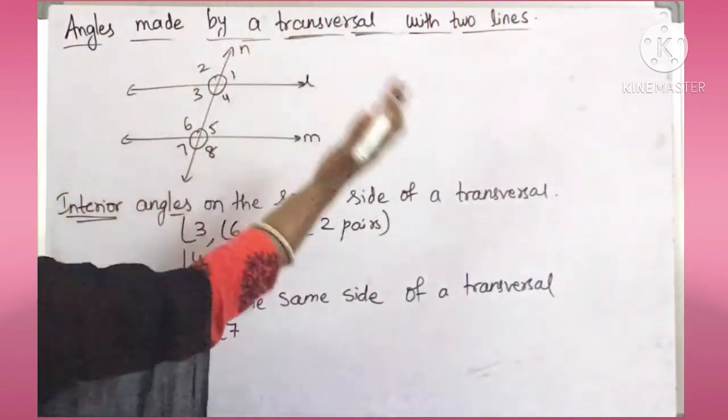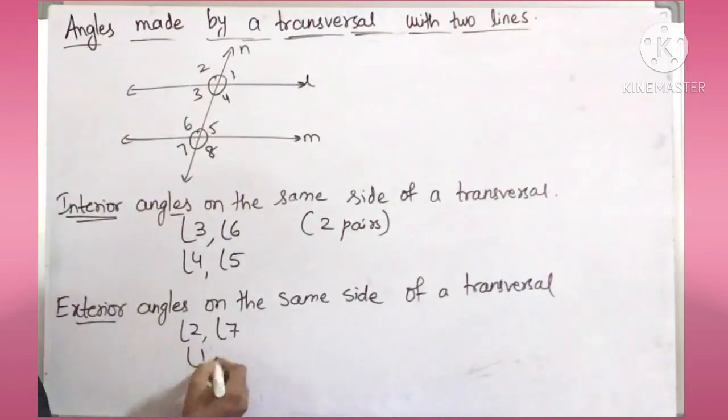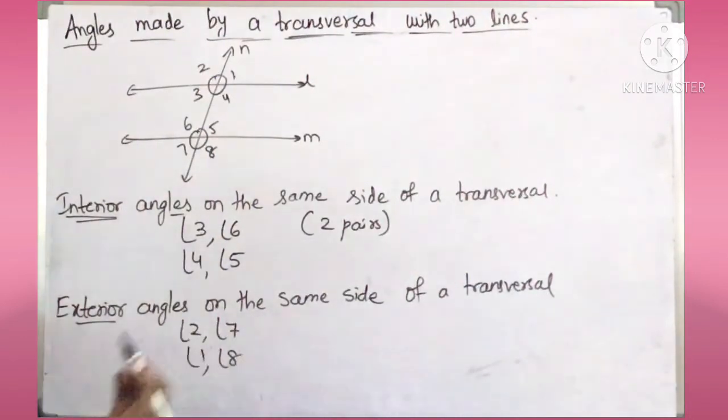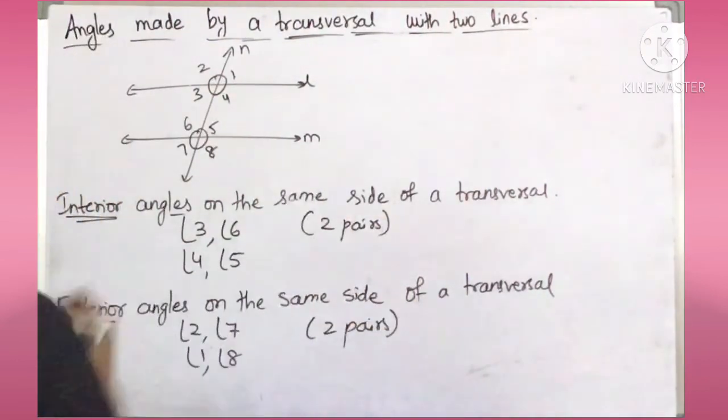If you consider the right side, what are the exterior angles here? 1 and 8. So angle 1 and angle 8 are the exterior angles on the same side of a transversal. Here also we are going to get two pairs. Okay.